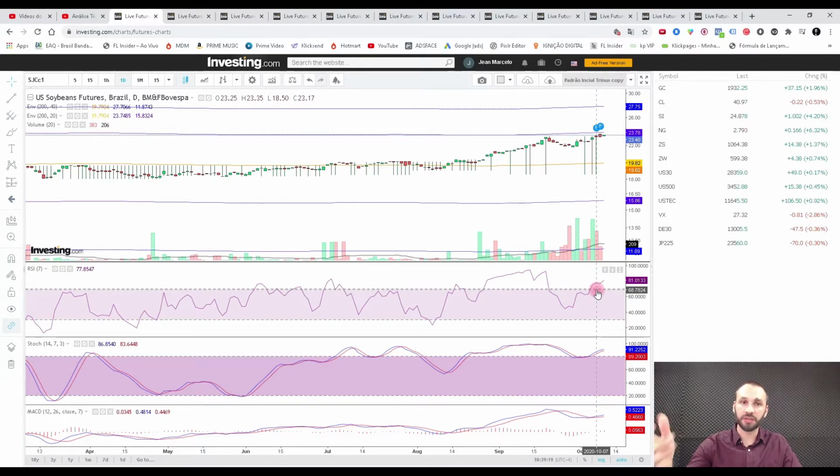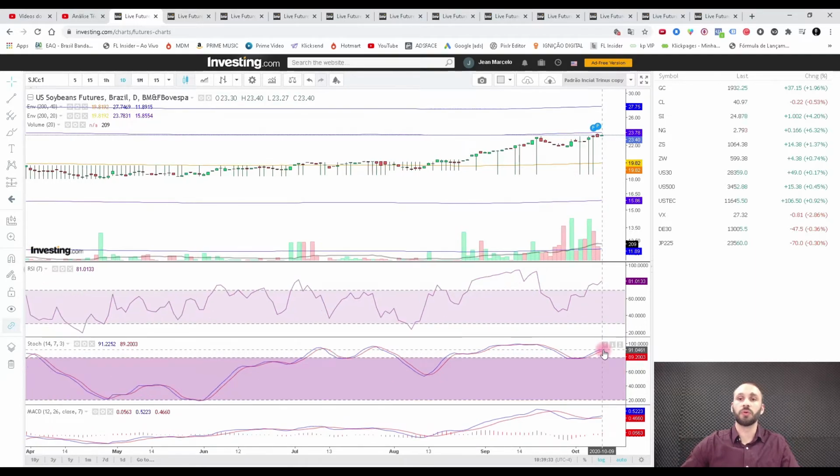Let's see another indicator. The stochastic above 80 tells us it's a very good moment to sell. And right now it is at 90. So we have two indicators telling us to sell. So let's see another indicator.